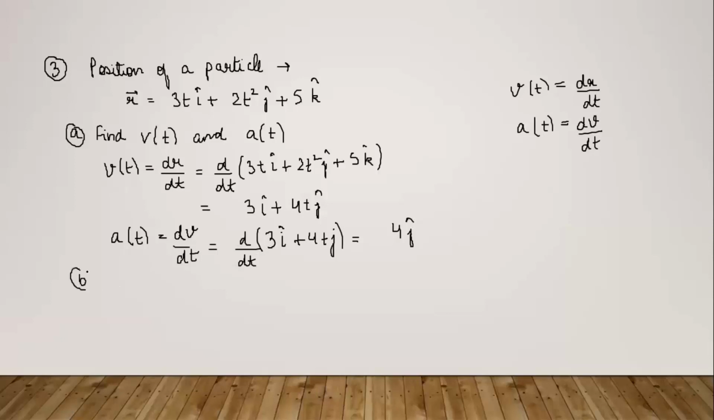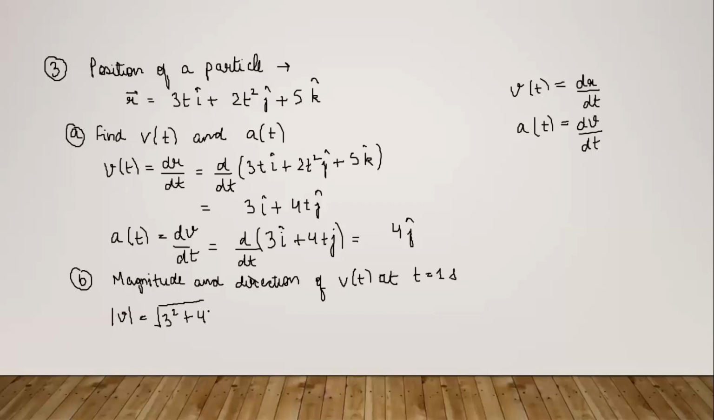Also, the second part says find the magnitude and direction of the velocity at time 1 second. So the same formulas we are going to use. The magnitude of v will simply be the square root of 3 square plus (4t) whole square. Now the time is 1 second, so we put t equal to 1. We get 3 square plus 4 square, and the answer will be simply 5 meter per second. And for the angle theta, it is tan inverse of 4 by 3, because t is 1. It will come out to be approximately 53 degrees.